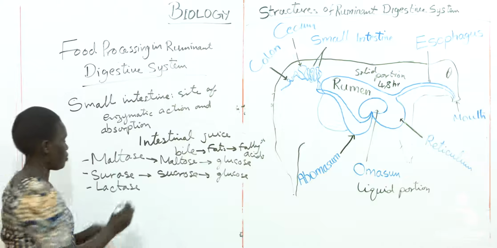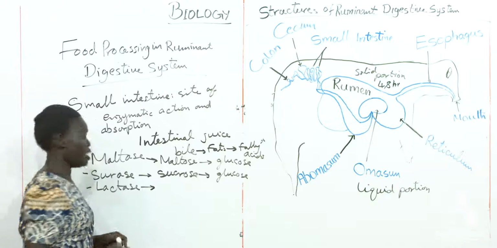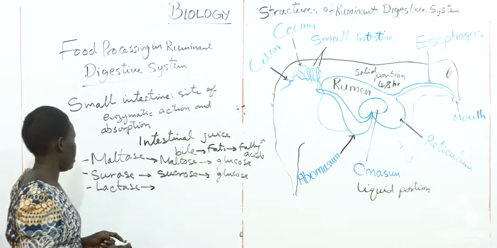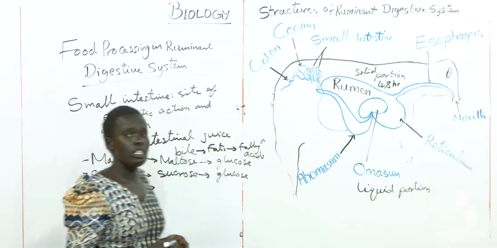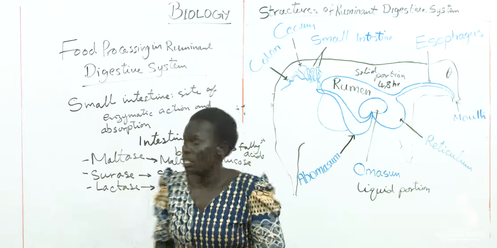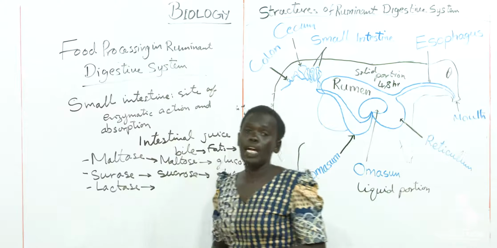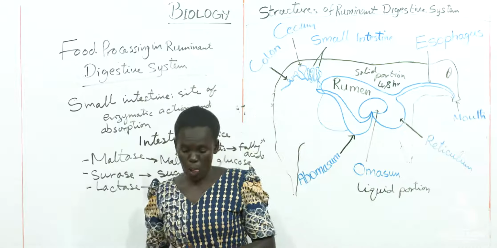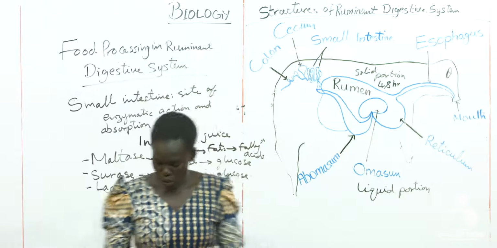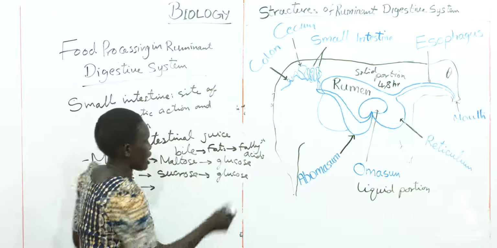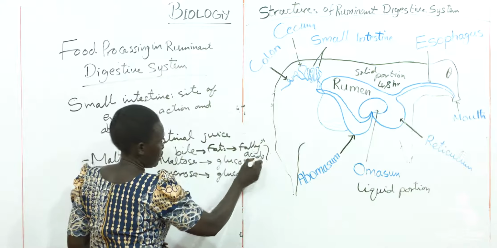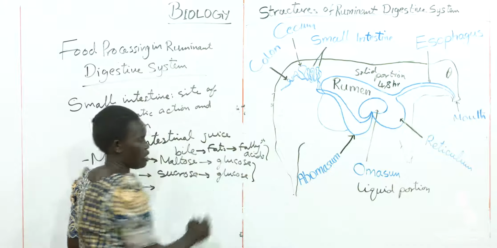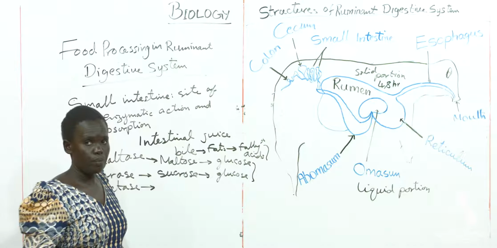Even lactase, this is the enzyme that breaks the sugar found in milk, lactose. It breaks it also into the smallest unit. So these are the nutrients that can be accessed now by the cell.